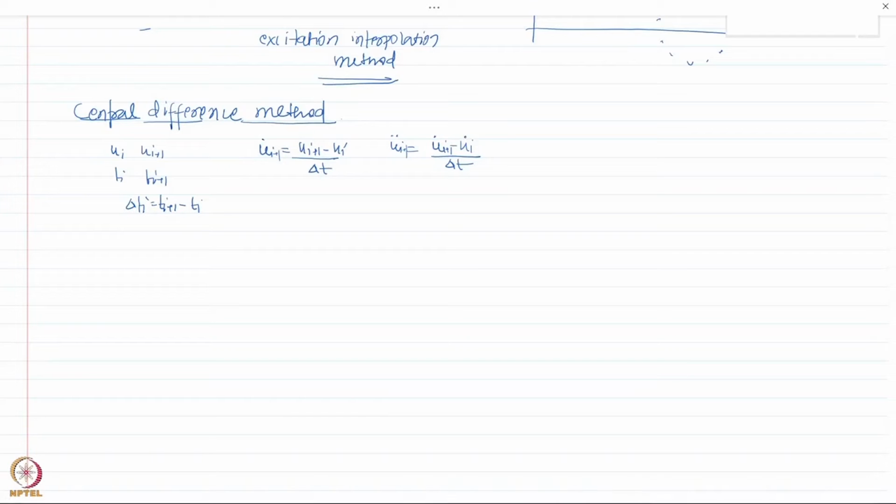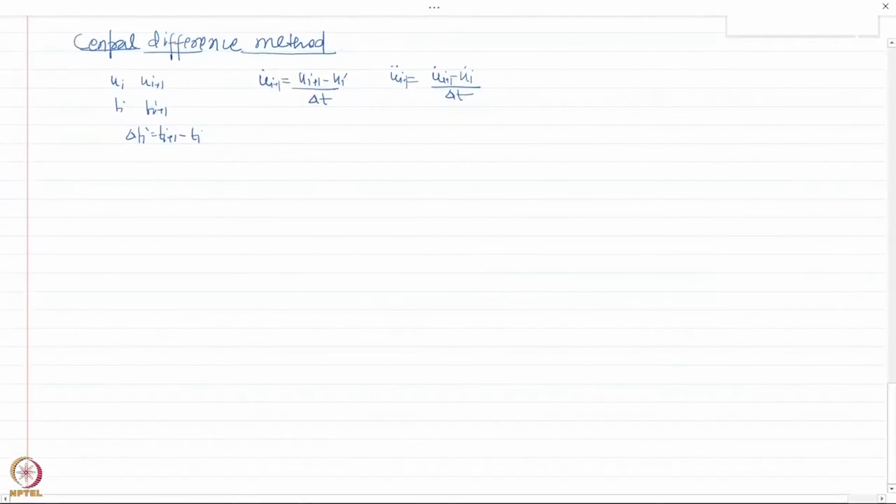So what do we do in the central difference method? We first consider velocity by joining the displacements which are apart by 2 delta t. So instead of just consecutive points, I would write my velocity u_i dot as (u_{i+1} minus u_{i-1}) divided by 2 delta t. Remember, these points are now separated by 2 delta t because there are 2 steps in between, so the slope joining these two would be over 2 delta t. The reason I'm considering 2 steps apart will become clear when I write the acceleration.